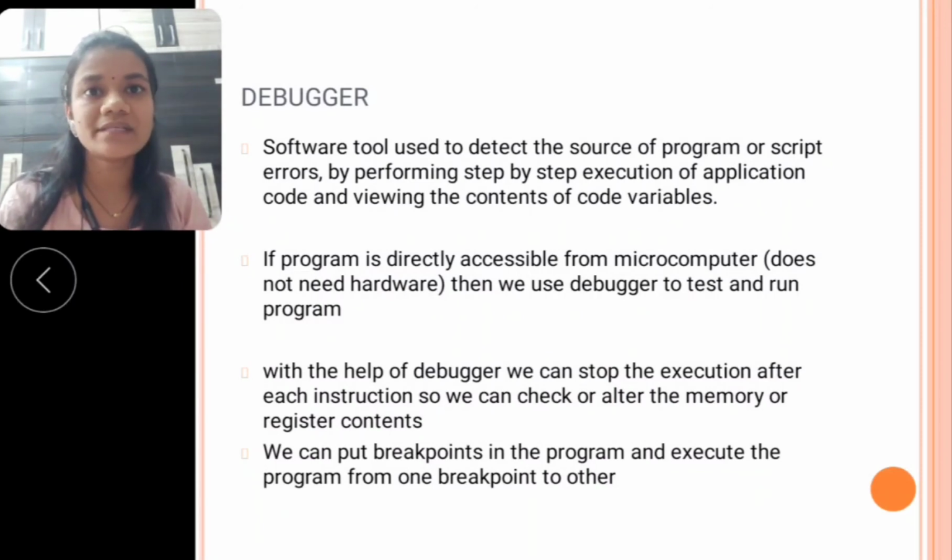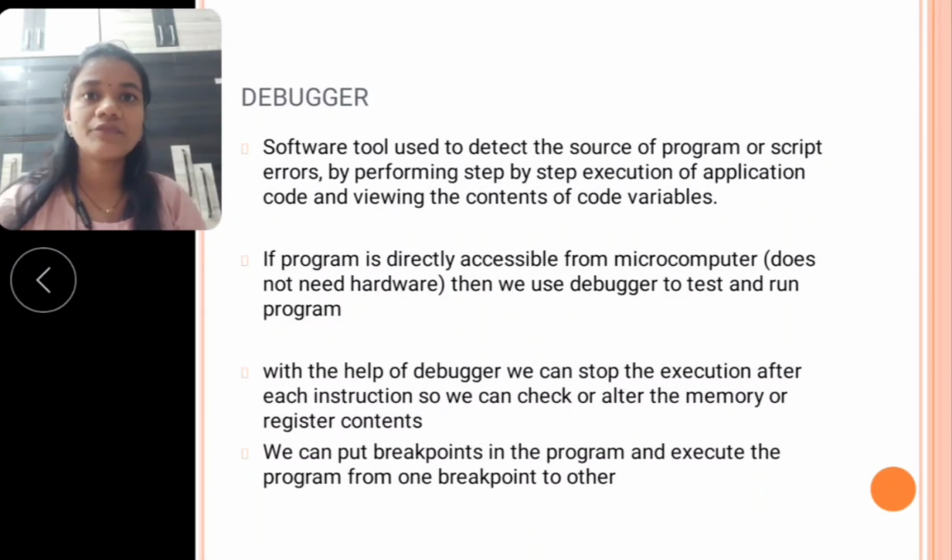Suppose we have to understand what exactly an instruction is for, what operation this instruction performs. Then while using the debugger, we stop the running status of the program after each instruction. And we can check or alter the memory or register content. Whatever the memory or register content is, we can check it after each instruction execution.